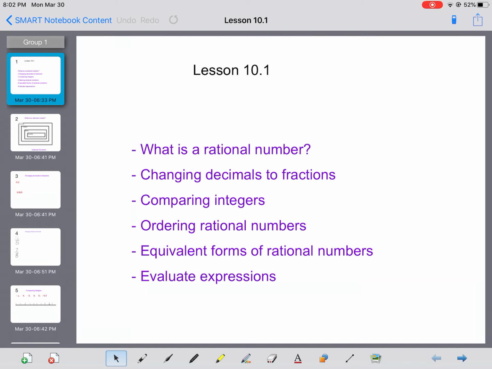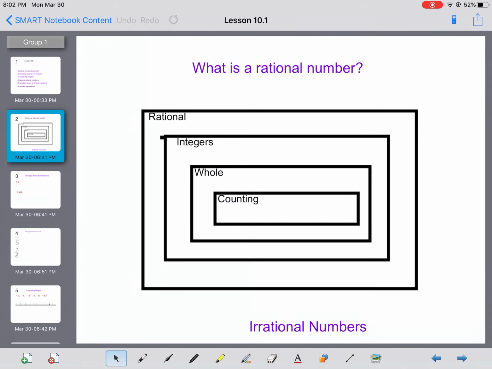Here's our outline for today's lesson. Again, it covers a lot of different things. So I've outlined it for you, the 6 different things that we're going to cover. Some of it is review, so I'll go through it more quickly, but some of it is completely new to us. So first, let's take a look at what is a rational number.